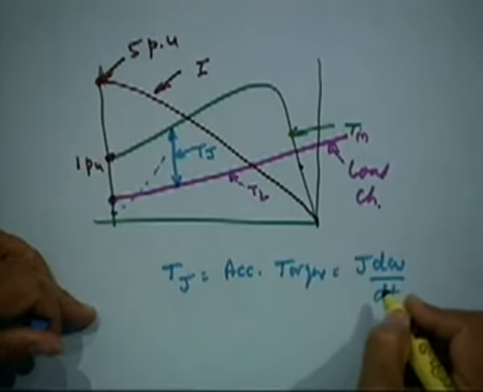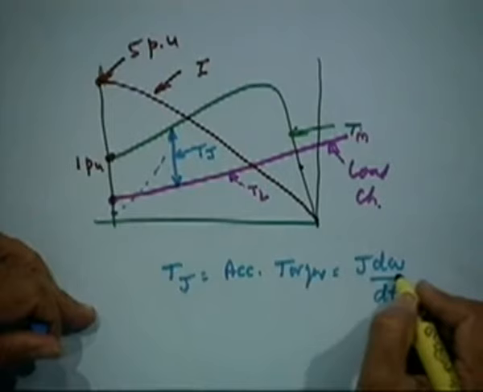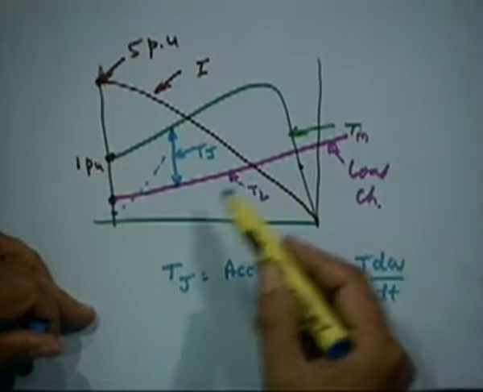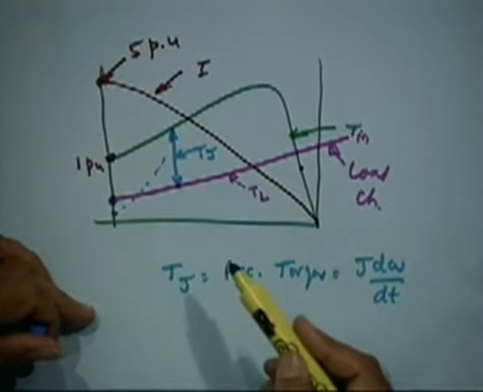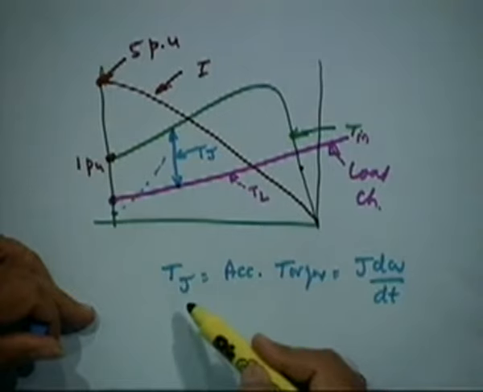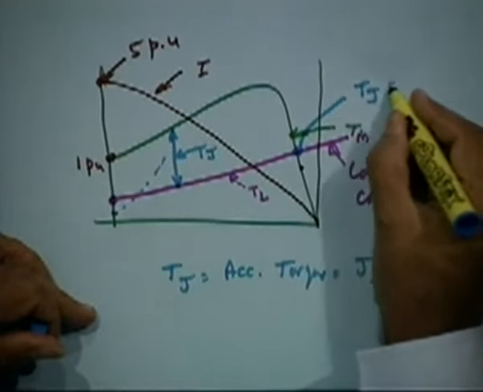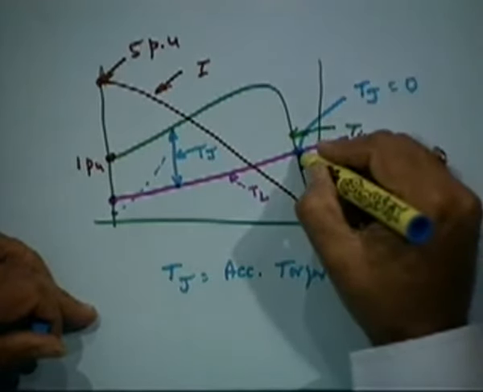So for a given J, it will create an acceleration, so it will start. And it will increase and accelerate till Tj becomes 0, isn't it? Till the accelerating torque becomes 0. When will it become 0? It is this point. So here Tj is 0. So this will be the operating point.